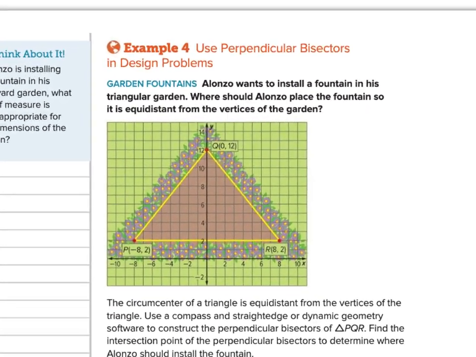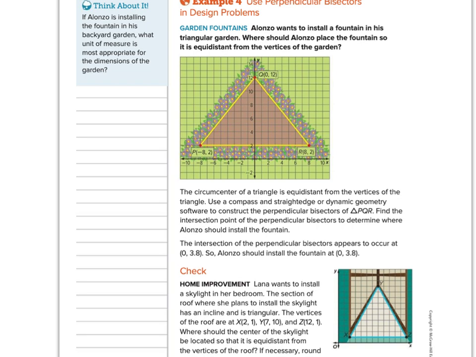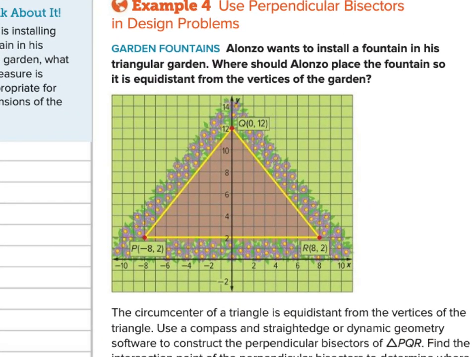Here, using perpendicular bisectors in design, Alonzo wants to install a fountain in his triangular garden. Where should Alonzo place the fountain so that it is equidistant from the vertices of the garden? Okay, so equidistant from the vertices of the garden.